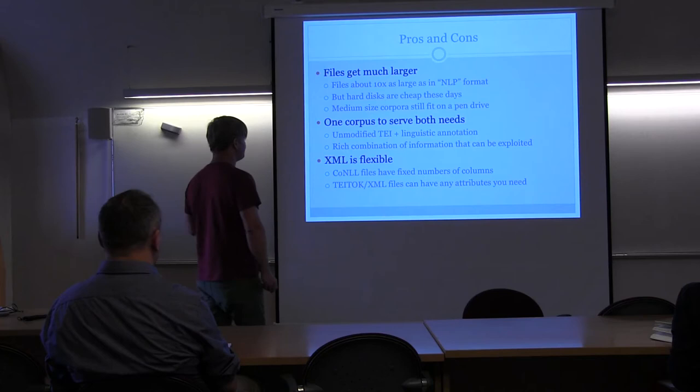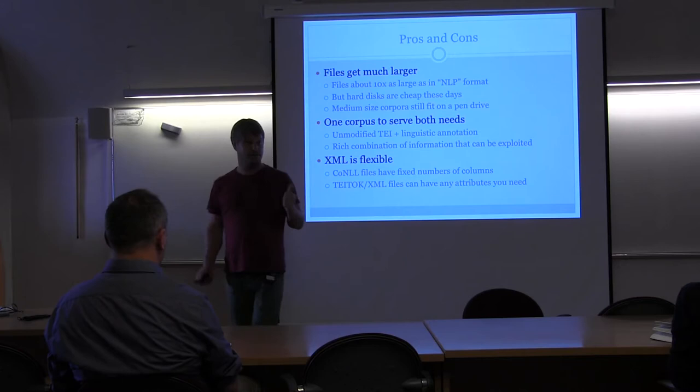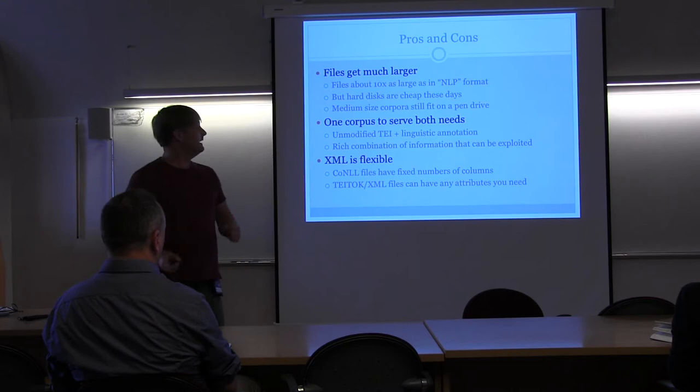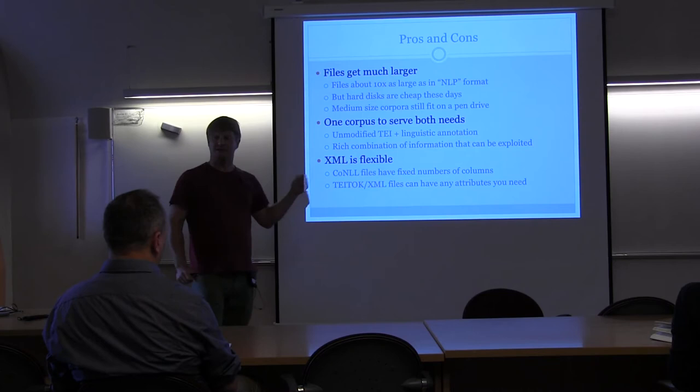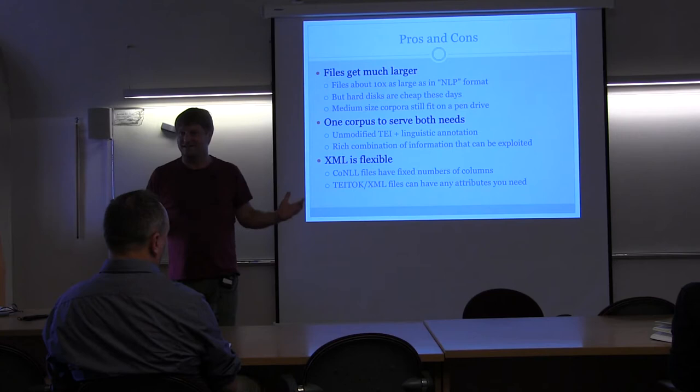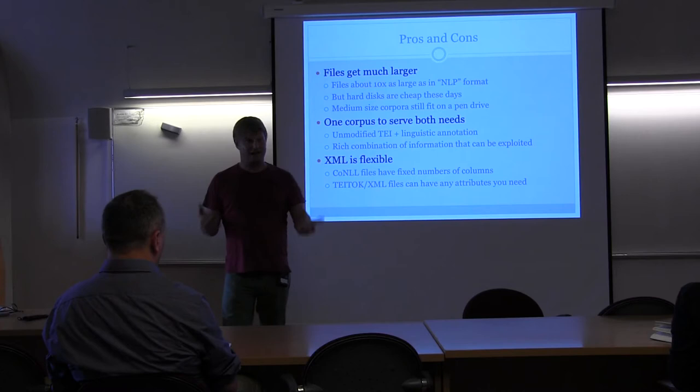A big advantage of this kind of representation over, say, CoNLL, which is a verticalized format with loads of columns, is that in those kinds of formats you have a fixed number of columns. Each column has to be filled. So if you have no dependency relations, you have to have underscores there to indicate that these are empty. In XML, that's not a problem. You can have attributes or you cannot have them. If you add new attributes, nothing changes. Everything keeps on working. In that sense, XML is flexible. You can add information without any of the tools in your pipeline breaking, right?